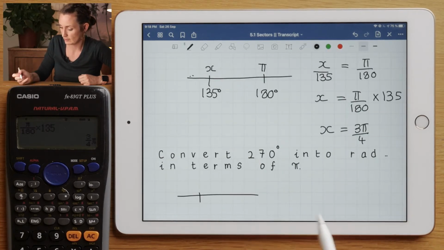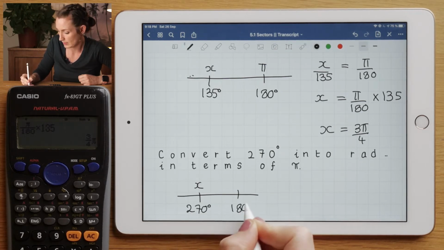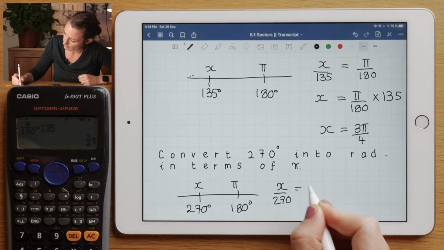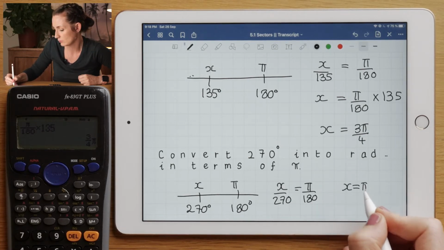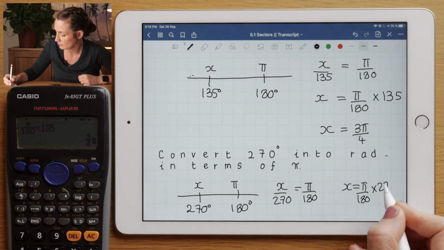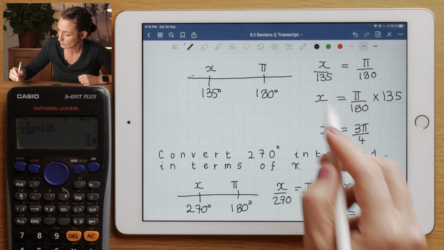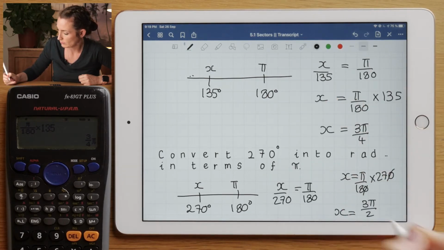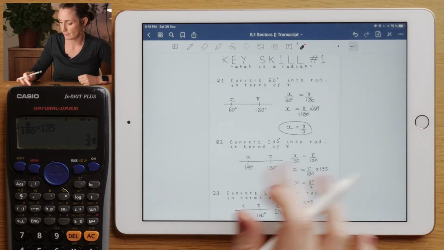Last one, going from degrees into radians. We have x corresponds to 270 when 180 corresponds to pi. So x divided by 270 is pi divided by 180, times by 270. x equals pi divided by 180 times 270. Cancel down the zeros and divide by 9. So x is equal to 3 pi divided by 2, because 27 divided by 9 is 3 and 18 divided by 9 is 2. So just cancel your fraction down.